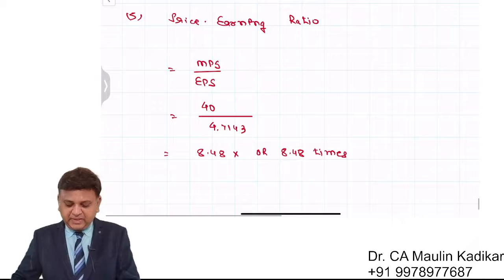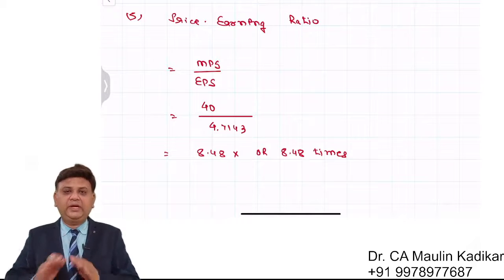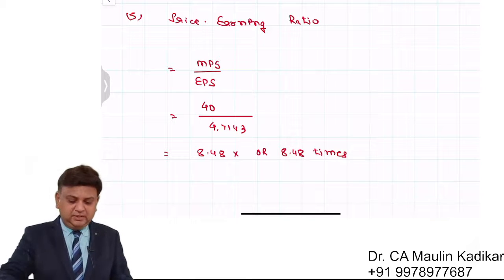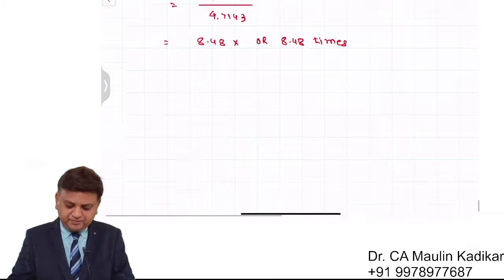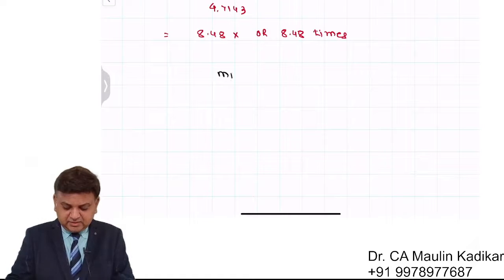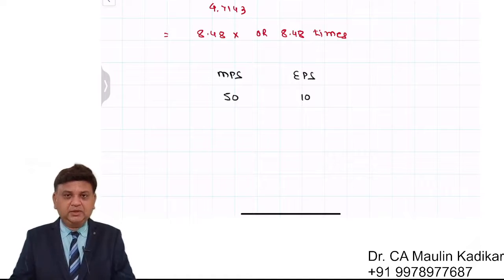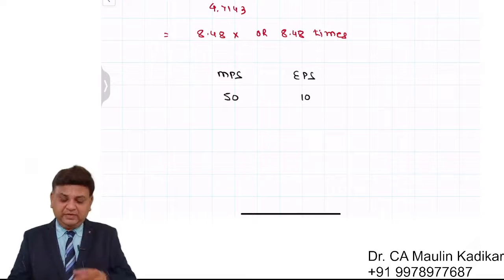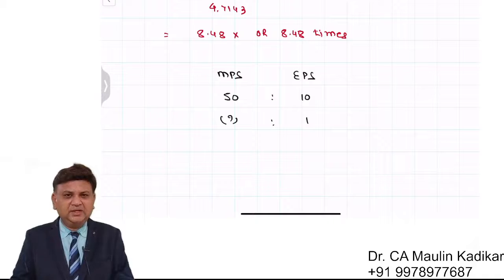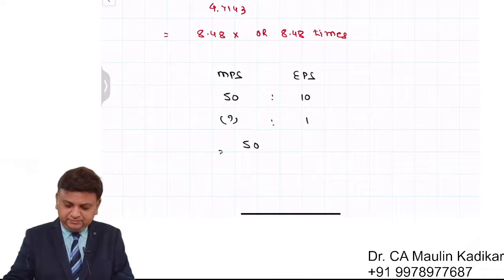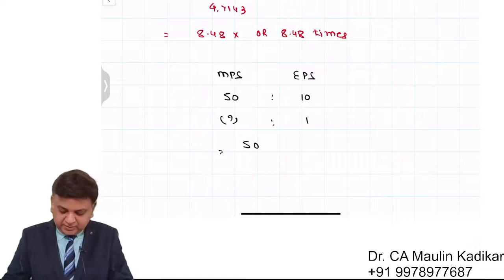Okay. Let us understand how to interpret this value. I take some simple values to give an explanation to you. Suppose a company has a market price of the equity share of 50 and its earning per share is 10, for example. So market value is 50 for earning of 10. So for 1 rupee of the earning, what is the price? That is called price earning ratio. It is MPS upon EPS.